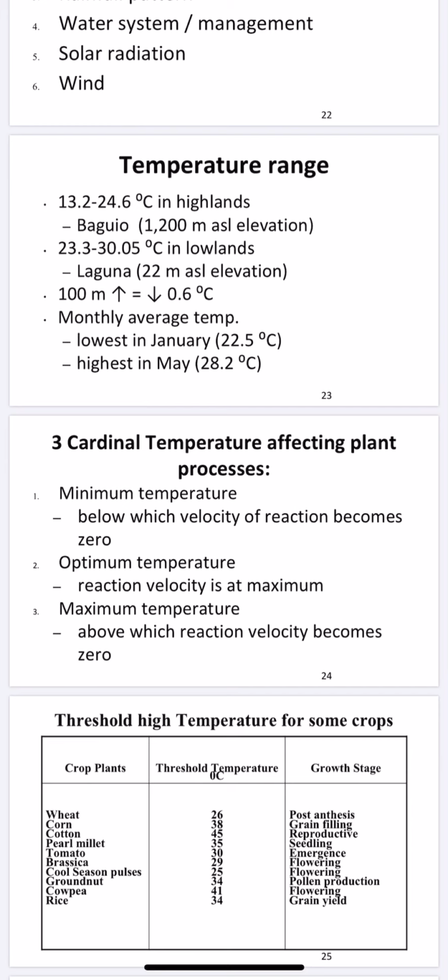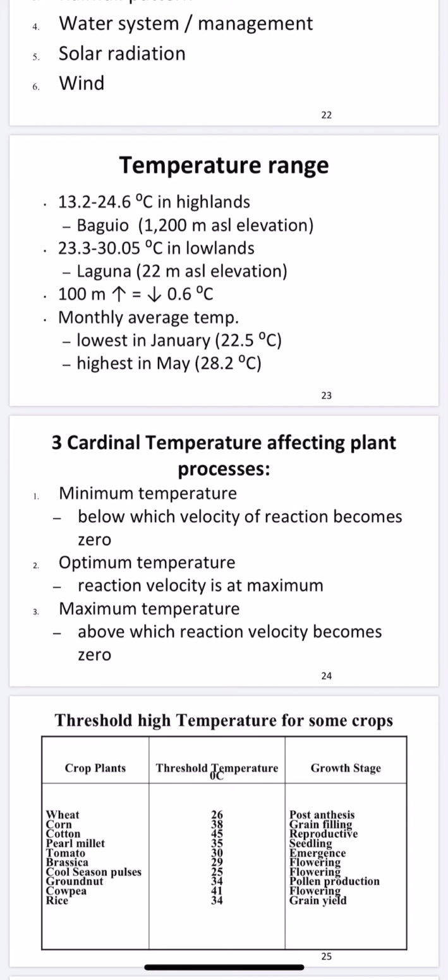The three cardinal temperatures actually affecting plant processes include the minimum temperature, the optimum temperature, and the maximum temperature. The minimum temperature is the temperature below which the velocity of reaction becomes zero. For example, the minimum temperature for corn is 38 based on the table. Below the minimum will already become destructive to plants.